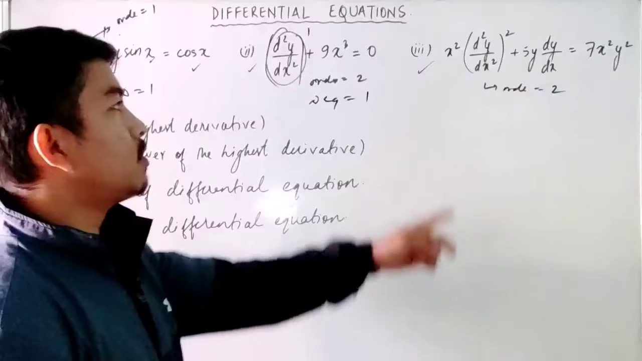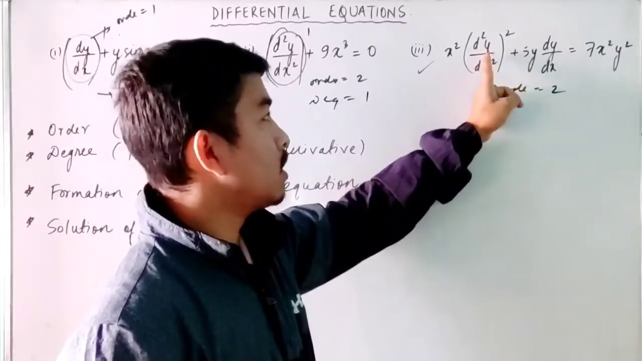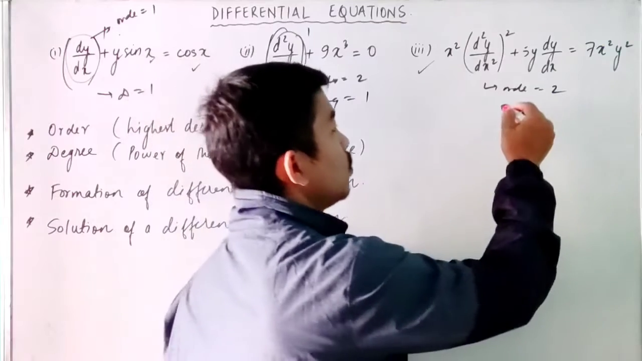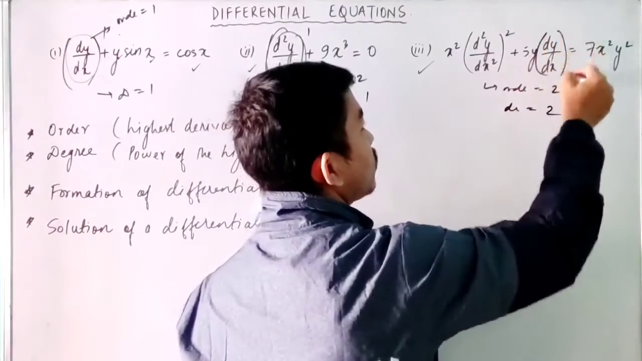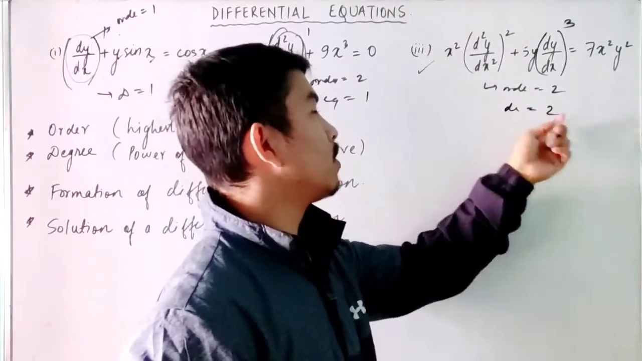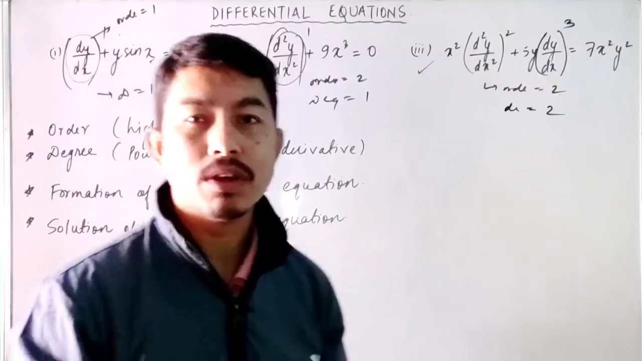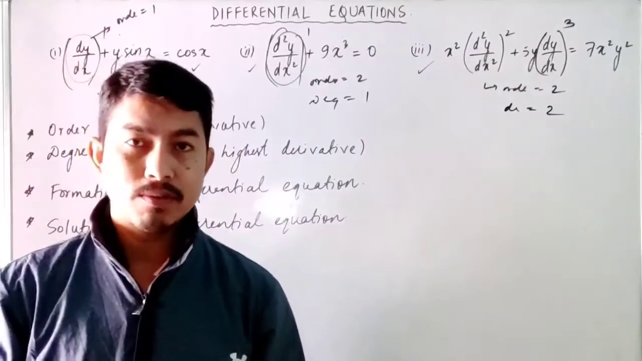But in the third example, the power of the highest order derivative, that is the second order derivative, is equal to 2. So here the degree will be equal to 2. Suppose even if the first order derivative here has the power 3, still the degree will be 2, because the degree is the power of the highest order derivative involved in the given expression.